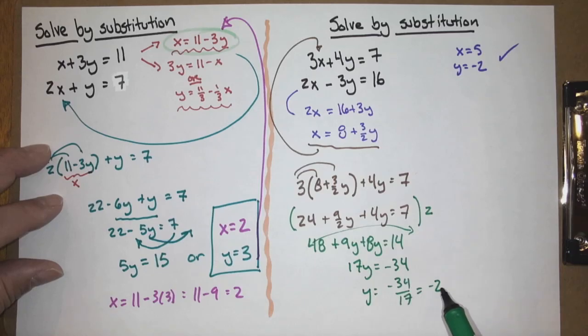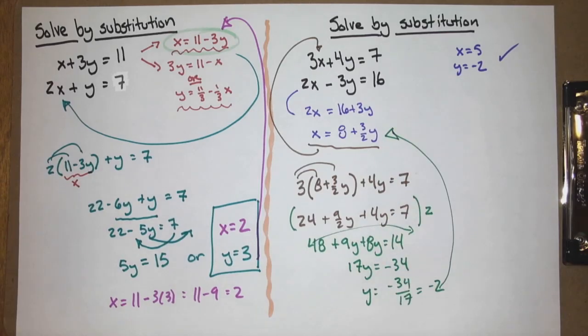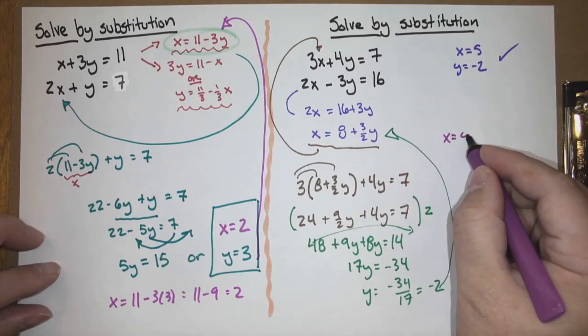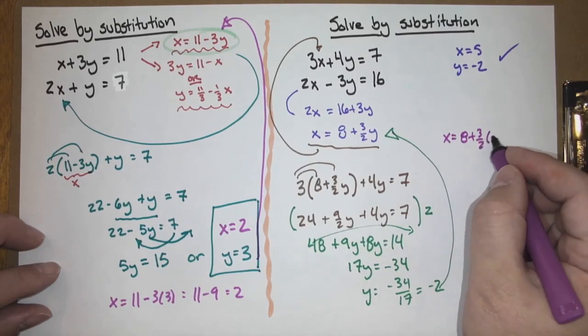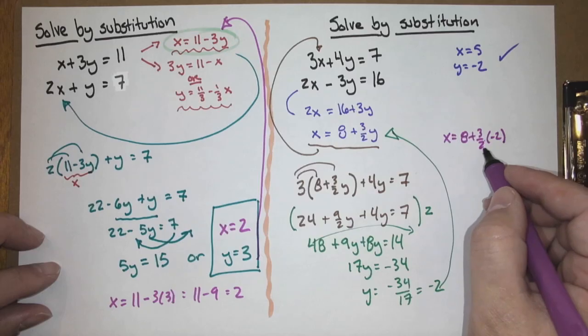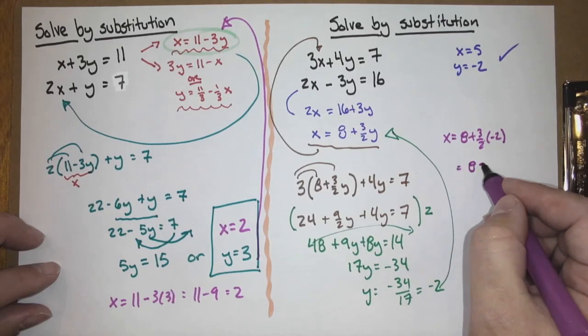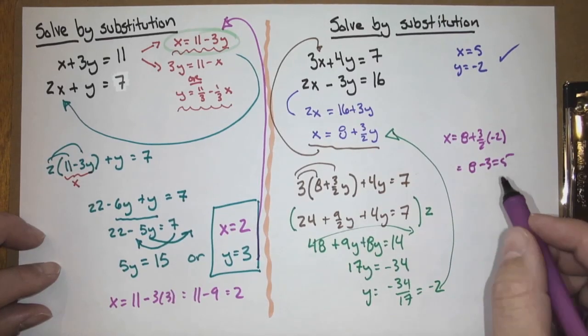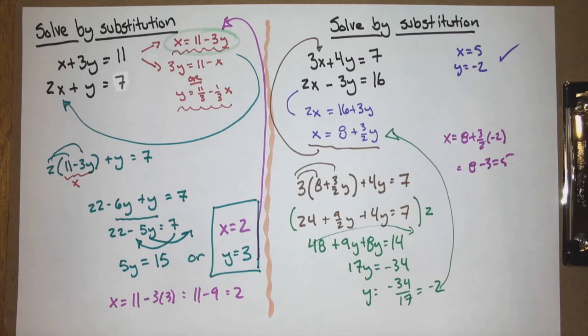Once you have y, put it back into your substitution. Excuse me. And we end up saying, aha, that tells us about x. So x is 8 plus 3 halves times negative 2. And that's the same as 8 minus 3, which is 5. So there we get the x equals 5.